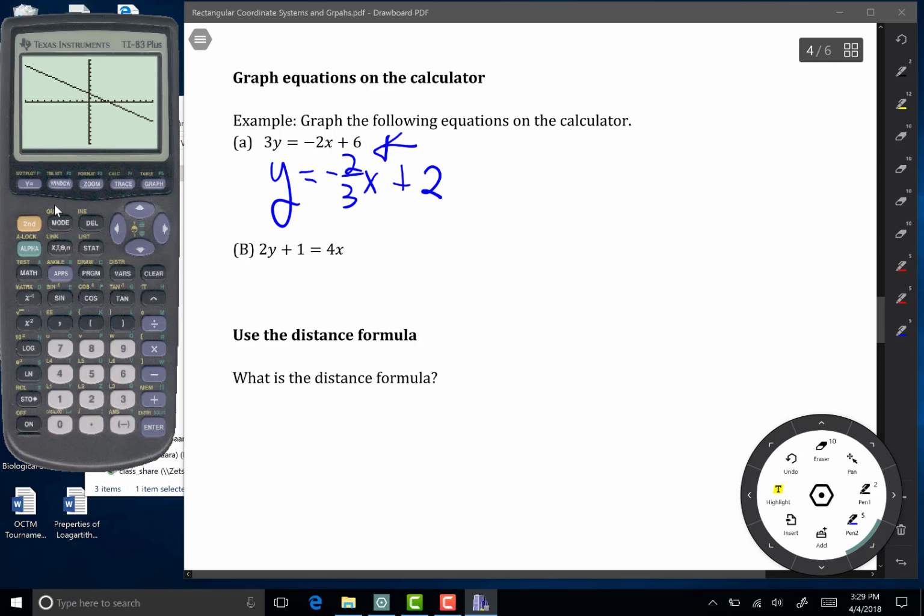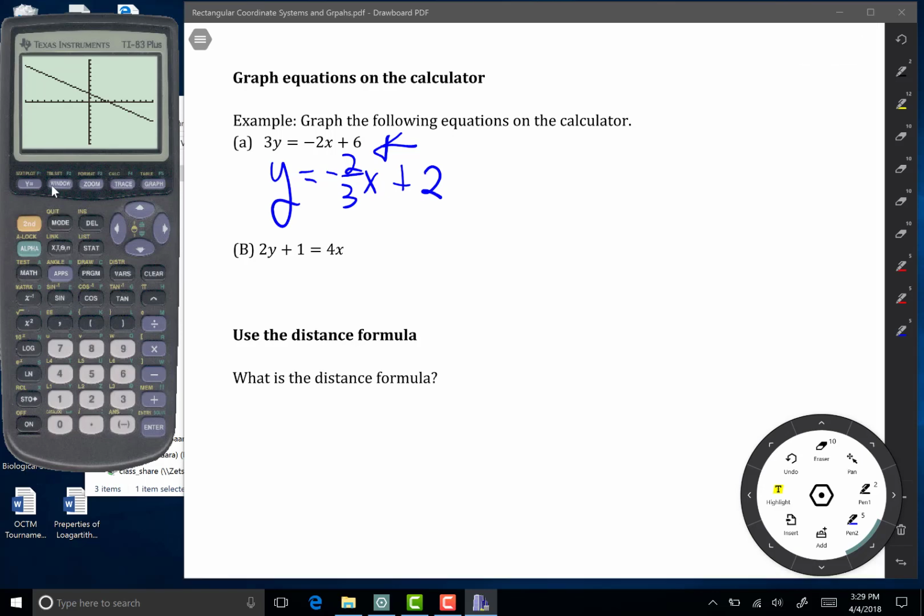Now, if you wanted to adjust your window manually, if maybe you wanted to zoom in or out, or maybe go out to 12 on the x-axis. Let's say you wanted to, instead of going from -10 to 10, you want to go from -12 to 12. So if you want to adjust it manually, you hit your window button. Here is your minimum x value, your maximum x value, and then your scale for your x's. And then if you look down a little bit lower, here's your minimum value for y, your maximum value for y, and then the scale.